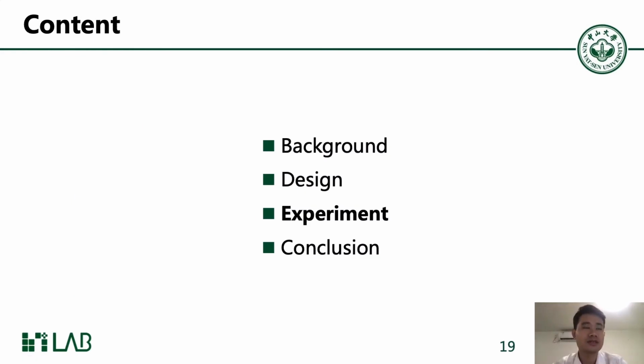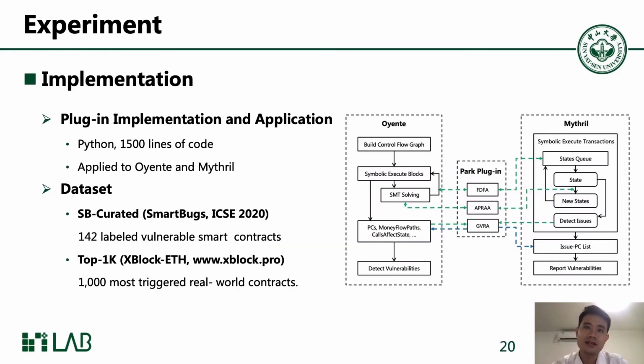Next, we will show the experiment of Park. Park is implemented as a plugin applied onto ONT and Mythril. We use 2 third-party datasets from SmartBugs and Etherscan for evaluation. One consists of 142 labeled smart contracts, and the other consists of the 1,000 most triggered real-world contracts.